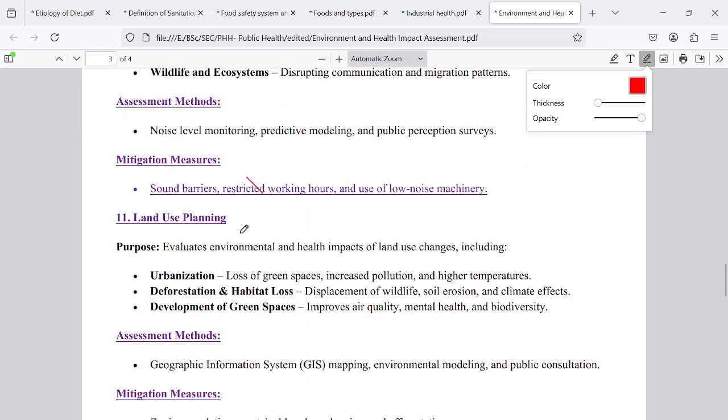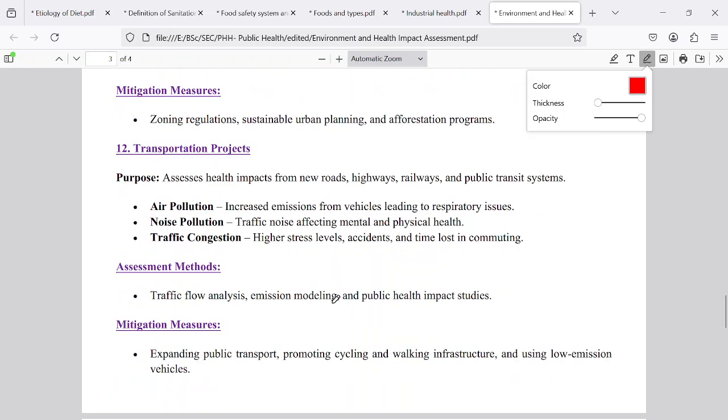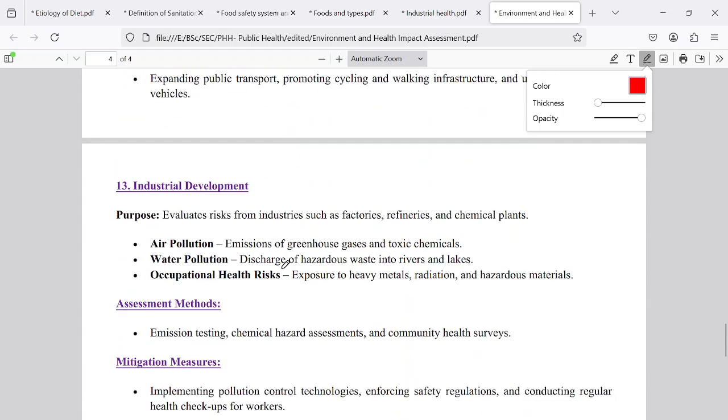Especially, land use planning should be implemented. Urbanization leads to deforestation, habitat loss, and damage to soil usage. Then, from your assessment, the solution is the development of green spaces in the available lands. Then transportation projects: air pollution, noise pollution, and traffic congestion, especially in urban areas, have to be assessed.